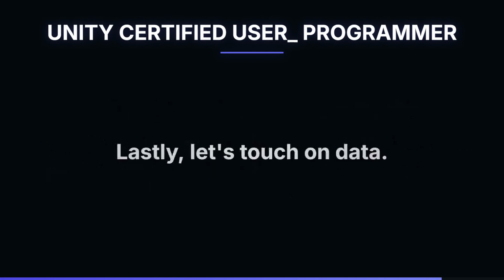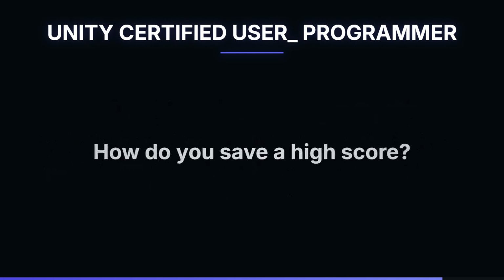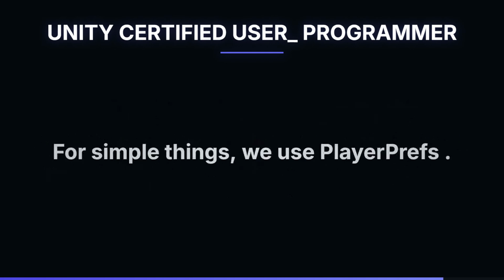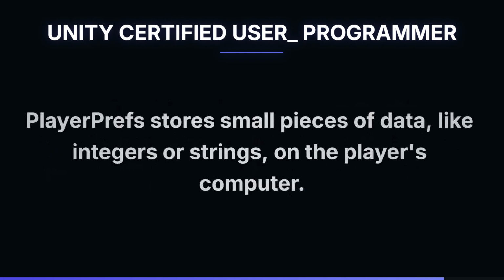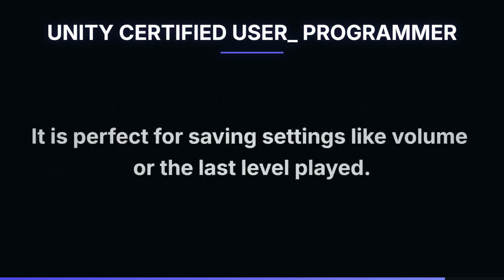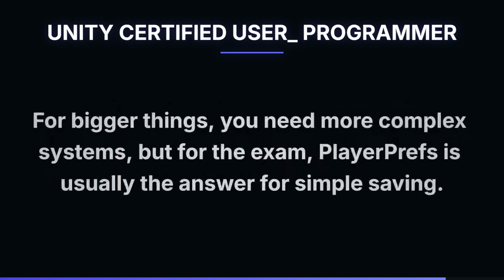Lastly, let's touch on data. How do you save a high score? For simple things, we use player prefs. Player prefs stores small pieces of data, like integers or strings, on the player's computer. It is perfect for saving settings like volume or the last level played. For bigger things, you need more complex systems, but for the exam, player prefs is usually the answer for simple saving.